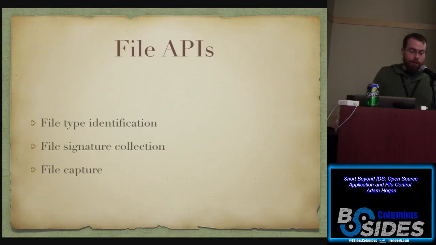We can do file signature collection. So we can actually grab the hash of files going across the network, so we can keep track of them that way. We can also block files that way. If you're getting threat intel from VirusTotal or wherever, saying, look, we've seen this malware, here's the hash of that malware, you can load that into a flat file, feed it to Snort, and we can turn around and start blocking those bad files.